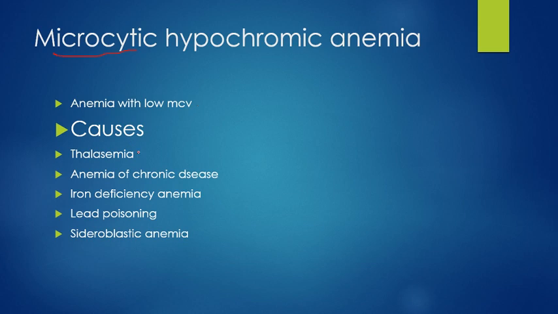The causes include thalassemia, anemia of chronic disease, iron deficiency anemia, lead poisoning, and sideroblastic anemia. Remember this by the acronym TAILS. T for thalassemia, A for anemia of chronic disease, I for iron deficiency anemia, L for lead poisoning, and S for sideroblastic anemia.